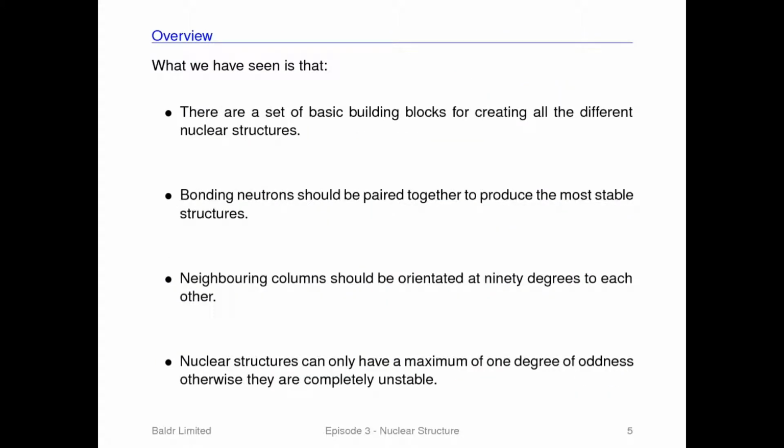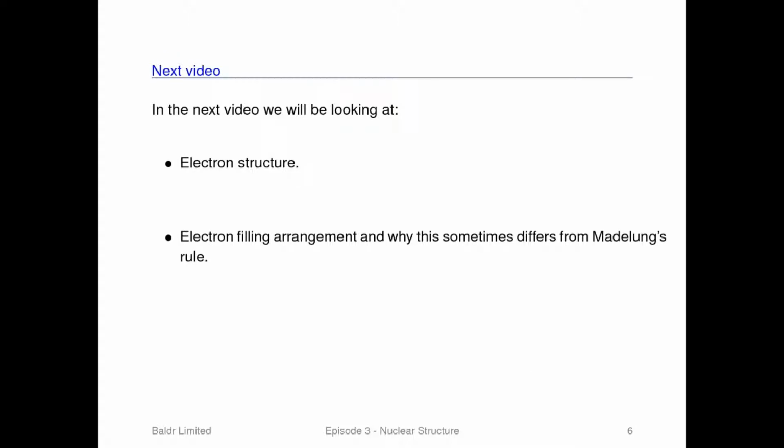Therefore, overall in this video we've shown you all of the major building blocks that make up all the nuclei of all of the isotopes of all of the elements. We've spoken about neutron bonds and the fact that they should always be paired together for the best stability, that neighbouring columns need to be turned by 90 degrees to increase distance between the protons and thus increase the stability. Lastly, we've discussed the degree of oddness of a nuclear structure. In particular, we mentioned that structures with 2 or more degrees of oddness are highly unstable and are likely to blow themselves apart.